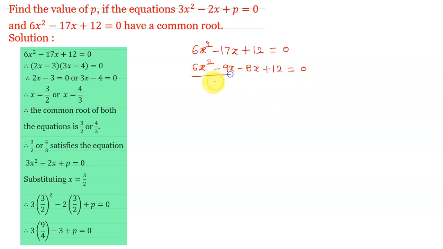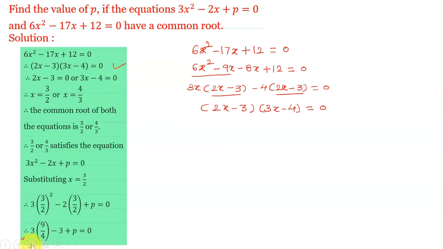We can take 3x as a common. If we take 3x as a common, then in bracket you will have 2x minus 3, from the next bracket minus 4, here 2x minus 3 bracket complete is equals to 0, and from these two again 2x minus 3 in first bracket and second bracket 3x minus 4 is equals to 0, and hence we have these two roots. We got these two roots here.